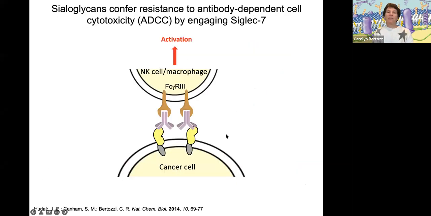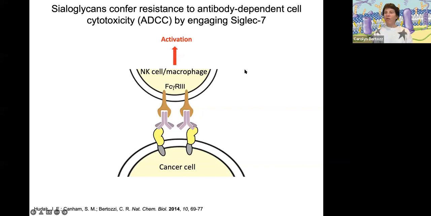So we started working on this problem, and this takes me back to around the year 2011 or 2012. We started by looking at the role that SIGLEC engagement and signaling might play in modulating the activity of NK cells and macrophages. Both of these cell types have an activating receptor called Fc gamma R3. And one of the important ways that these cell types can contribute to anti-cancer immunity is by performing a process called antibody-dependent cell cytotoxicity, or ADCC.